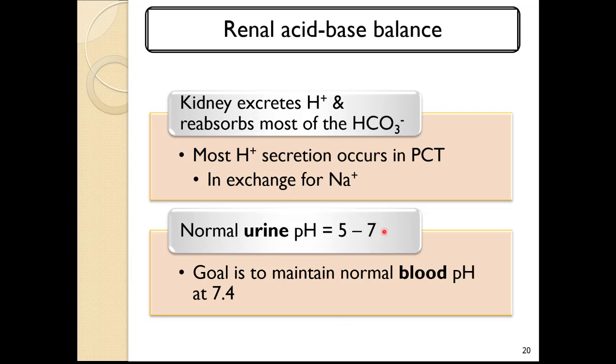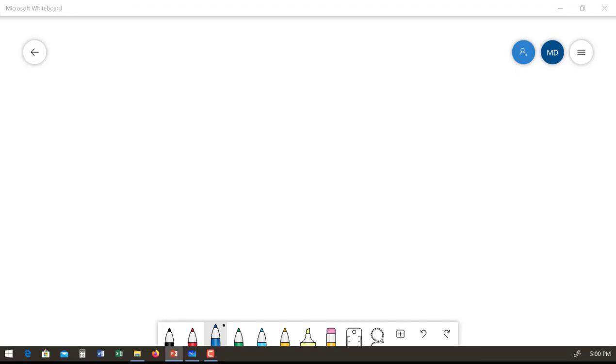Normal urine pH, as you can see here, is almost always slightly acidic, between 5 and 7. The goal is to maintain the blood pH at 7.4. In other words, your body really doesn't care what the pH of the urine is because we're going to get rid of it. What it cares about is the pH of the blood. So if the pH of the blood goes way off, then you're in deep trouble. But urine you can keep between this range, usually of 5 and 7. It's almost always acidic. Okay, so let's talk about how your body keeps bicarbonate.